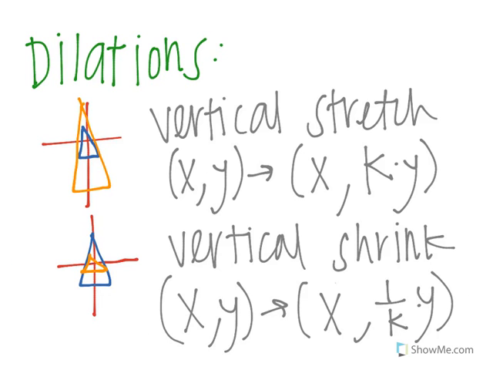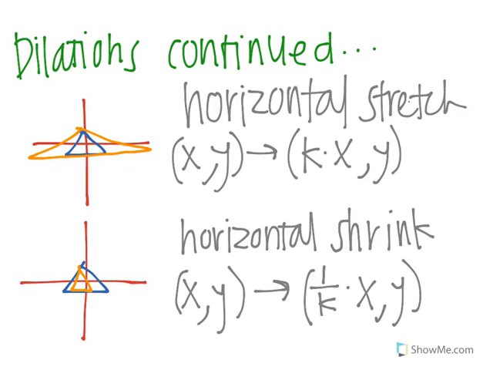Okay, for dilations, if you want to do a vertical stretch, you're going to go from (x, y) to (x, ky). And if you want to do a vertical shrink, you're going to do (x, y) to (x, (1/k)y). To do a horizontal stretch, you're going to do (x, y) to (kx, y). And if you want to do a horizontal shrink, you're going to do (x, y) to ((1/k)x, y).